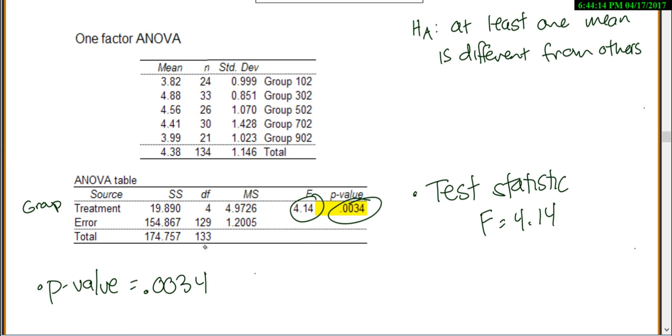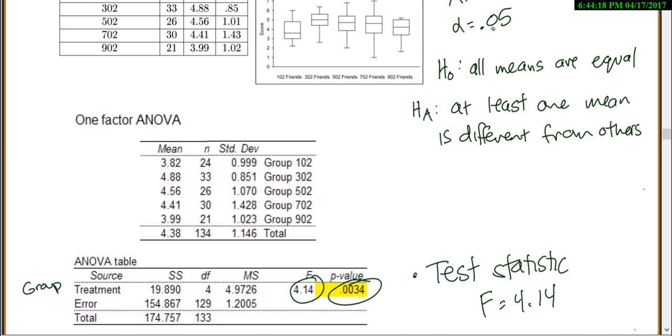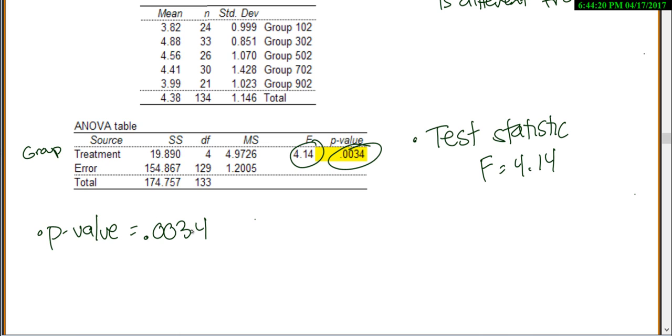So ANOVA is really super easy. Okay, you take this p-value, compare it to alpha. Alpha is 0.05. This is 0.0034. That seems small. So this is a small p-value. So we'll reject the null.